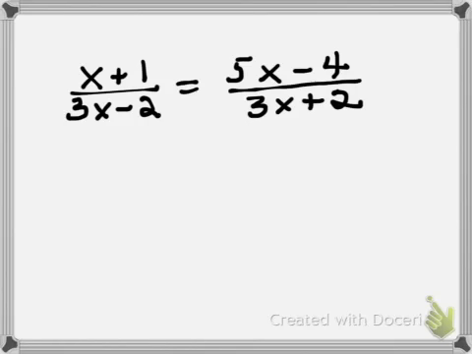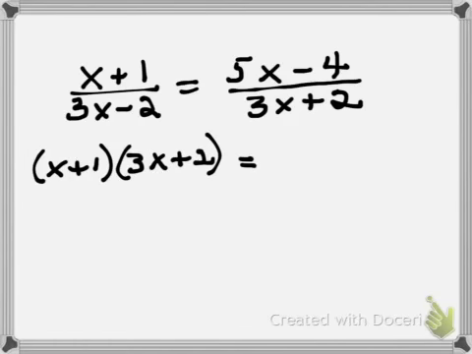Now, I can multiply both sides by 3x minus 2 times 3x plus 2. Or, since I have two fractions equal to each other, we can cross multiply. That's another way to solve the problem. So I'm going to multiply x plus 1 times 3x plus 2. Multiplying the top left times the bottom right. Now I'm going to multiply the top right by the bottom left. I'm cross multiplying. And I'm writing these in parentheses because they're binomials.